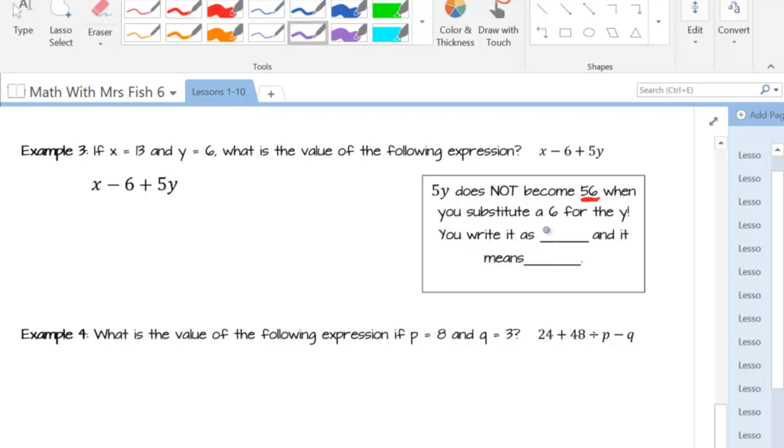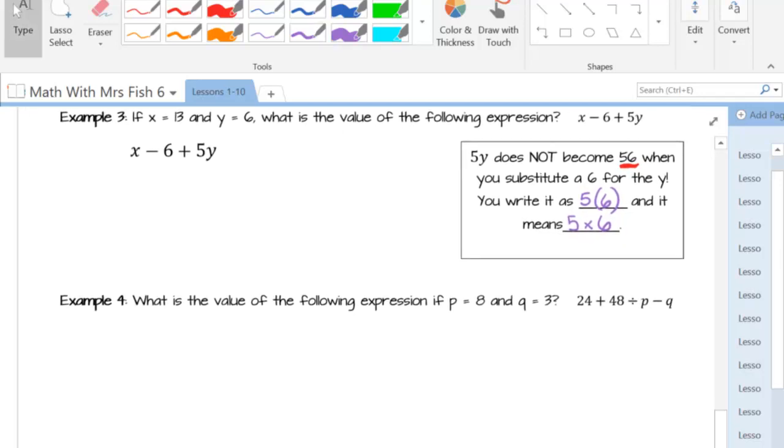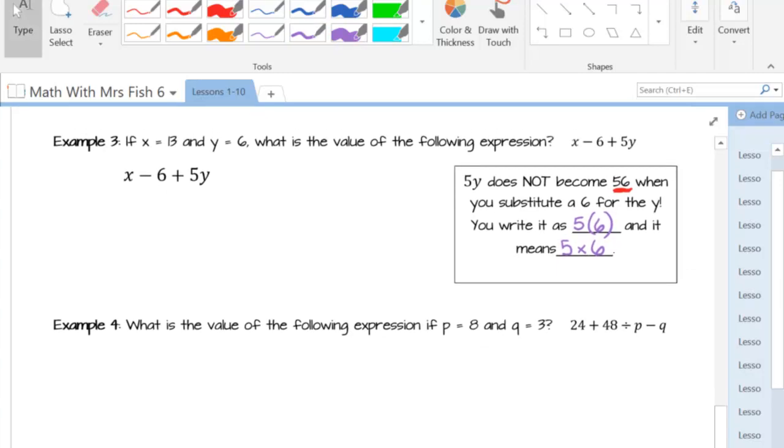You write it as 5 times 6, which means 5 times 6. The parentheses is a way of showing multiplication. And it's not necessary for the students to write it with the parentheses. In fact, it'll be easier if we write it with the little x. And I will show you what I mean by that. We've already covered order of operations in a previous lesson. Now what we're doing is we're going to plug in. So x equals 13 minus 6 plus 5y, and the y is another 6, so it's 5 times 6.